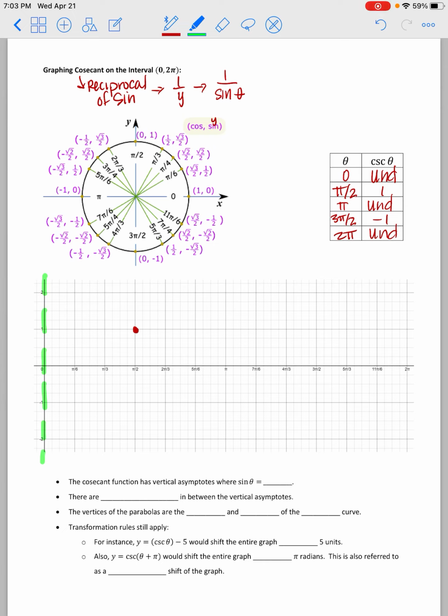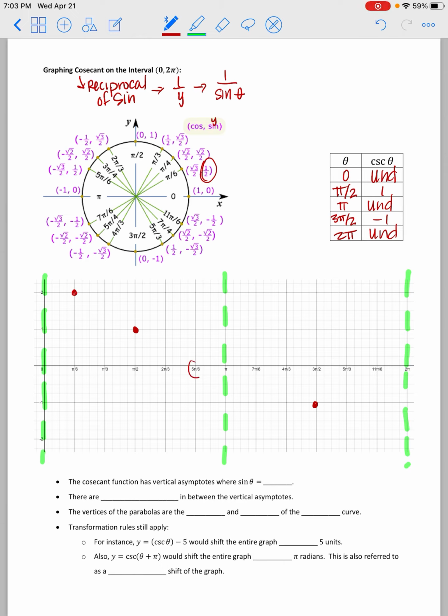At pi, we're undefined. At 3 pi over 2, -1. And at 2 pi, undefined. And you probably can guess what's going to happen just based on what happened with the last one. But just to be safe, let's go ahead and pick some points here. So pi over 6, okay, reciprocal of 2 over 1, or 1 over 2, is 2 over 1. So pi over 6, I'm at 2.